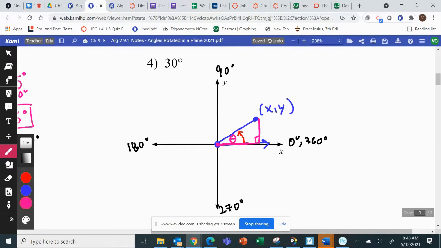And how much is that theta? Isn't it exactly the same amount that I rotated? It's like the exact same amount that the red little rotation, they're the same. So how much is theta? 30. It's just 30 degrees.